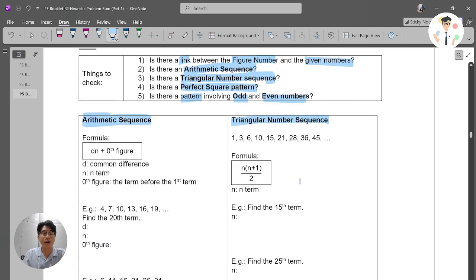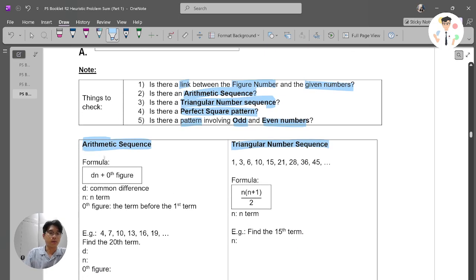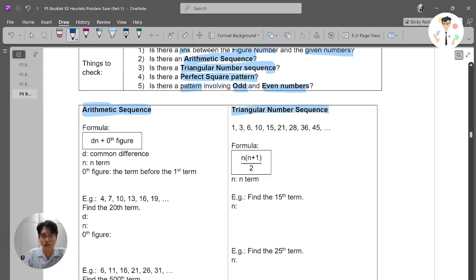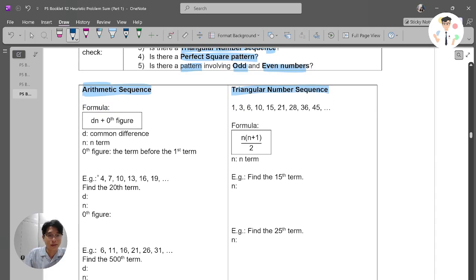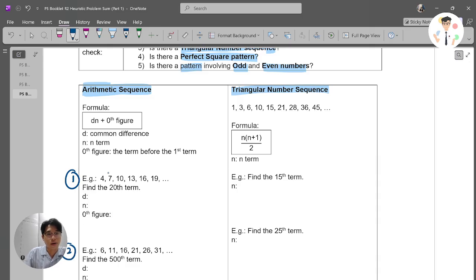Okay, so let's talk about arithmetic sequence. I know that it's a bit scary to see all these formulas, all these things. Let me just talk about the example first. This is the first example. This is the second example. You can see here, 4, 7, 10, 13, 16, 19. So there is a number sequence here. But what is special about this sequence?